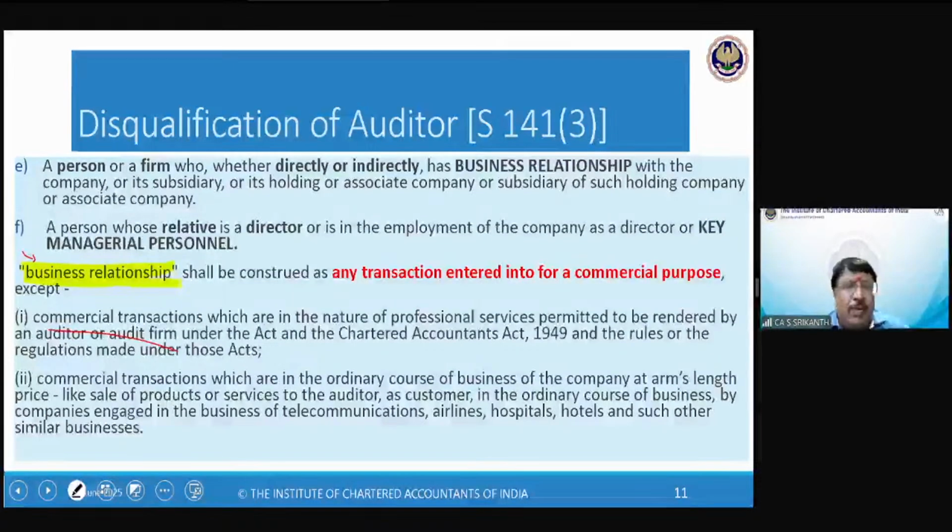For example, tax audit is permitted. Tax advisory is permitted. You can be a tax advisor, nothing wrong. You can do tax audit, nothing wrong. But you cannot do internal audit and statutory audit together. Straight away disqualified, because how can it be both? Not allowed, like that.